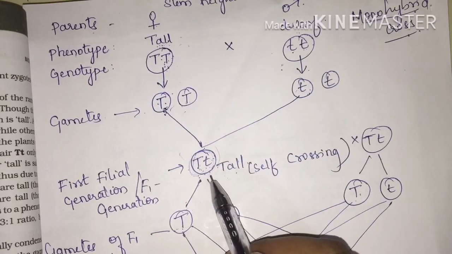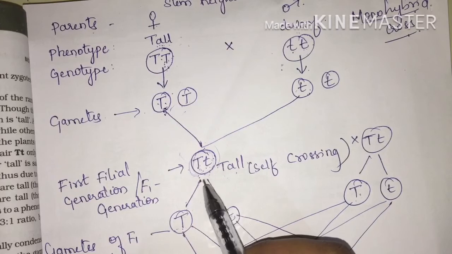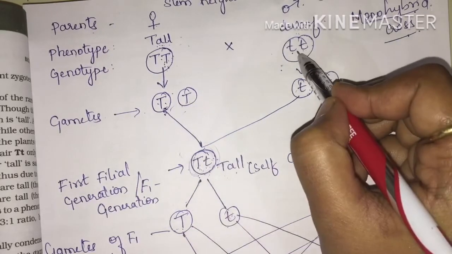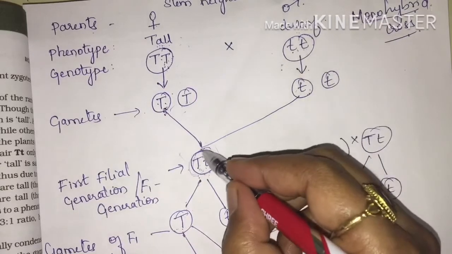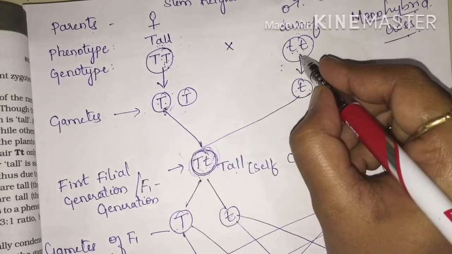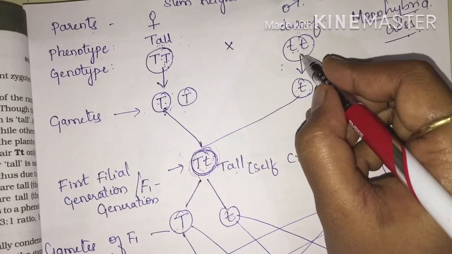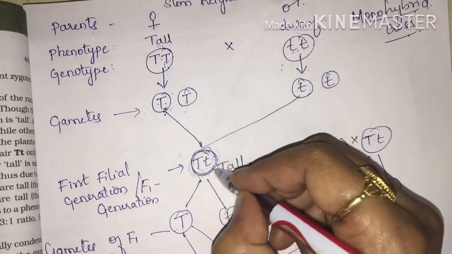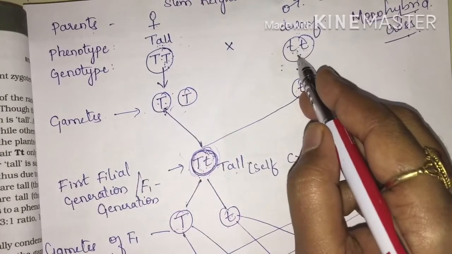Now according to the definition of a test cross, an organism showing the dominant phenotype is crossed with a recessive parent. This is the dominant phenotype. It is crossed with a recessive parent. We call it what? We call it a test cross. Now this F1 individual, when it is crossed with a recessive parent, we call it a test cross.